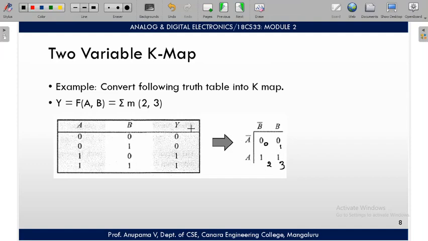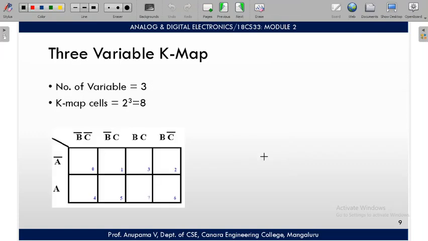Or, by referring to the Boolean expression also, we can draw the Karnaugh map. In the Boolean expression, it is mentioned that entries 2 and 3 should be set to 1. Hence, entries 2 and 3 of the Karnaugh map are set to 1. Three variable Karnaugh map. The number of variables in the expression is 3. Hence, the number of cells in the Karnaugh map is 8. This is the Karnaugh map for 3 variables.